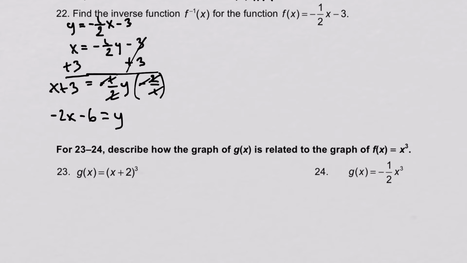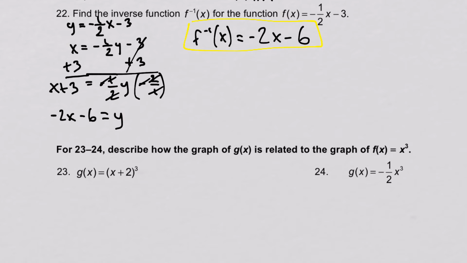Okay, so step 1, I've changed f of x to y. Step 2, I reversed the x and the y with each other. So instead of y, it is now x, and instead of x, it is now y. Then step 3, I solved for y. I isolated the y. There it is. And finally, I replaced the y with f inverse. Okay, so I'm going to replace that with f inverse, and I'm done. F inverse is equal to negative 2x minus 6. And that's my inverse. Now I'm going to check this to make sure that it's correct.